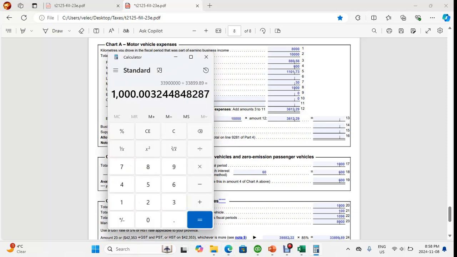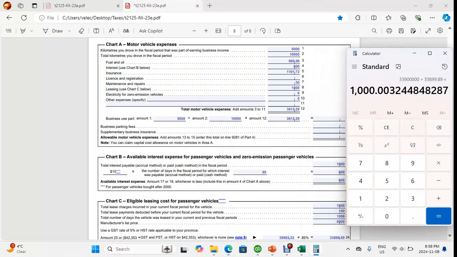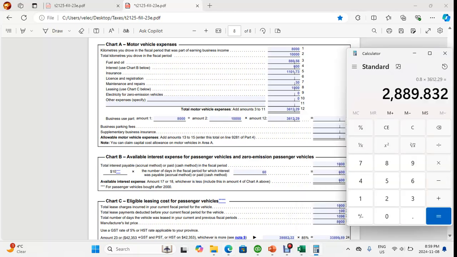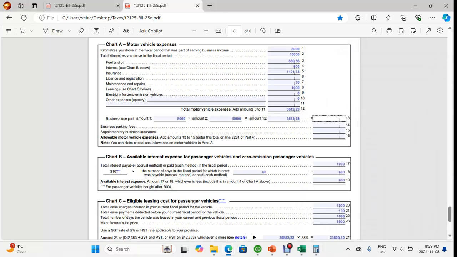So your business vehicle expense is, let's do the math over here, 8,000 divided by 10,000 times 3,612.29. This will be a total of $2,889.83.